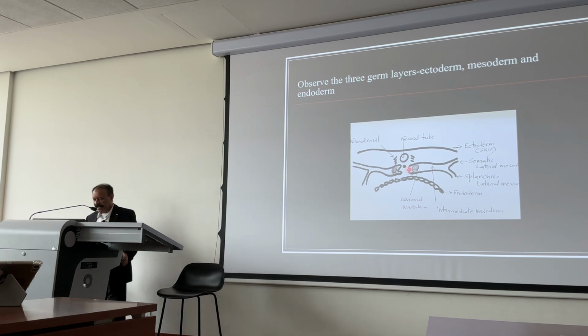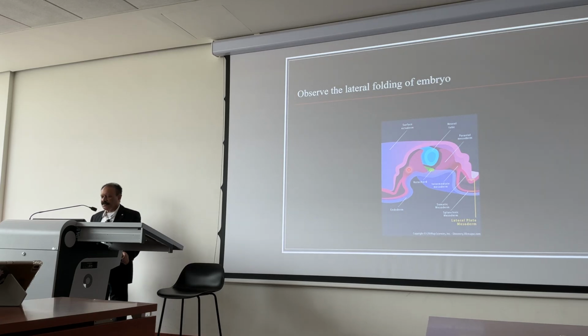So you need nice photographs. This photograph is just showing you that it is folding. Again, this is the paraxial mesoderm. This is intermediate mesoderm, plate mesoderm, and it is divided into two parts, the somatic and the splanchnic. The splanchnic is forming the smooth muscle, you know it already, and it is folding along with the endoderm. So that picture is okay.